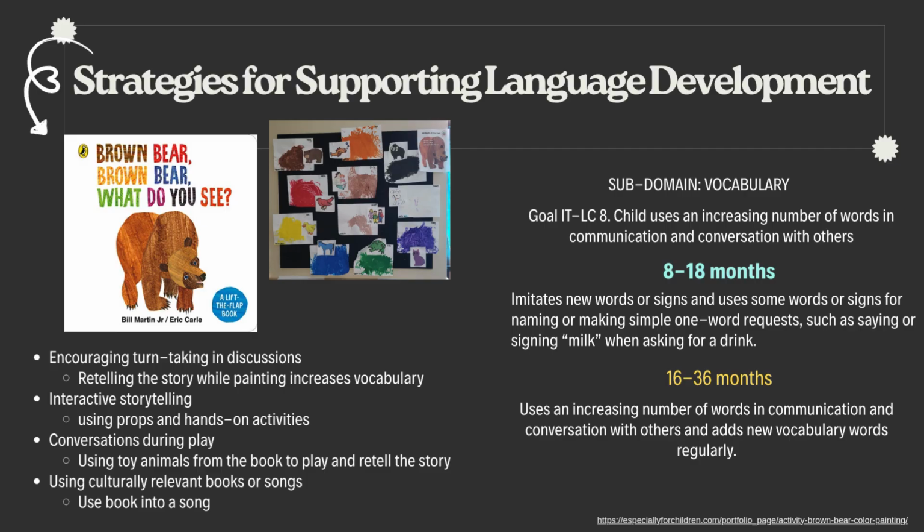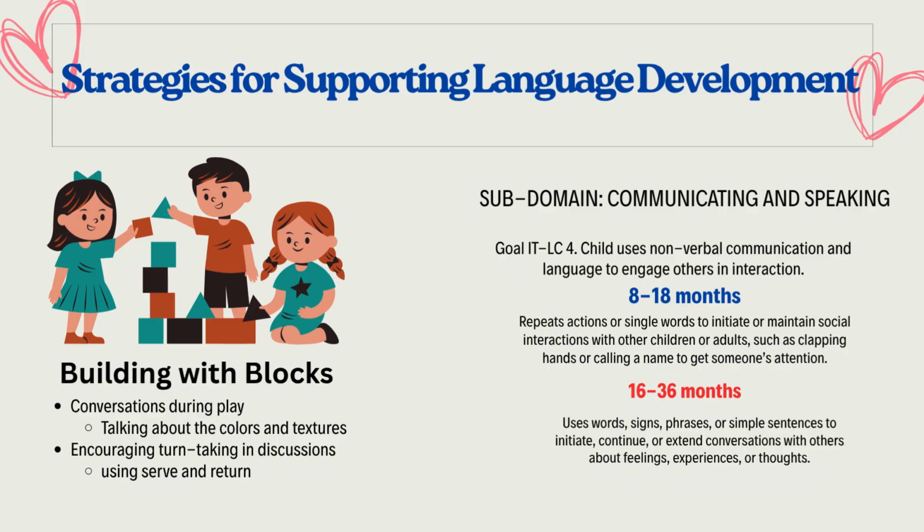So this activity covers and supports the subdomain of vocabulary, goal 8. For 8 to 18 months, you can use this as a progress indicator, saying if the child imitates new sounds or signs, uses some words or signals for naming or making simple words. And 16 through 36 months, using increasing numbers of words in communication and conversation with others and adds new vocabulary words regularly. So, strategies for supporting language development.